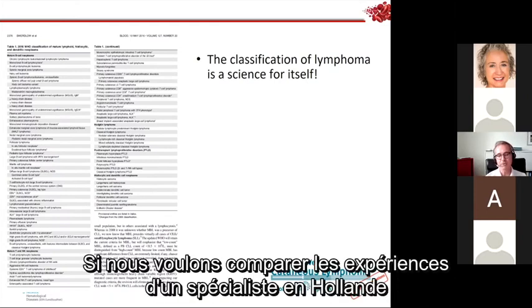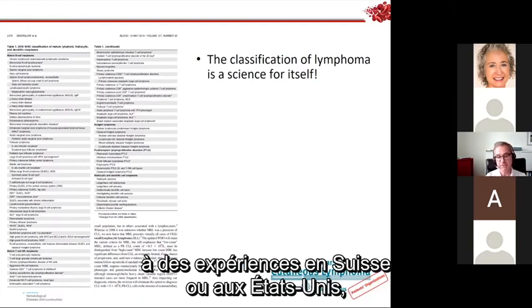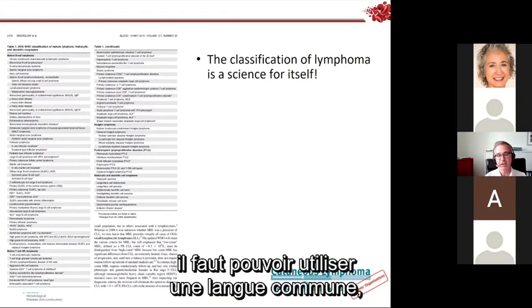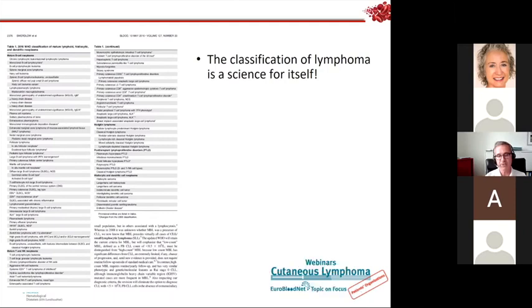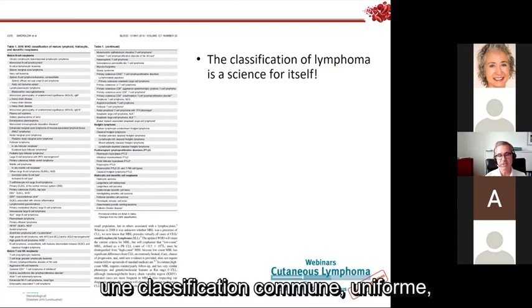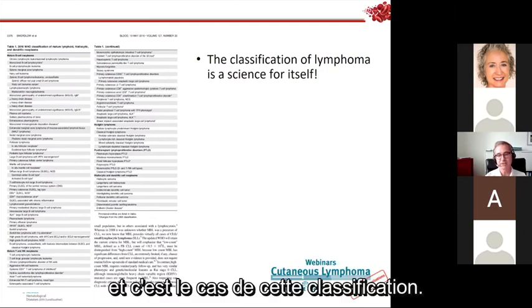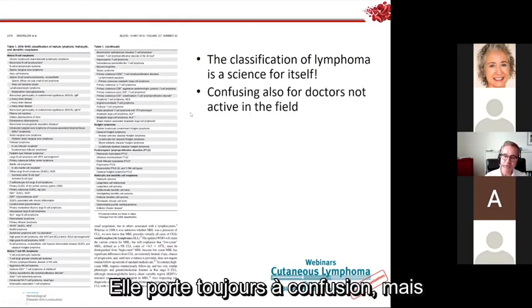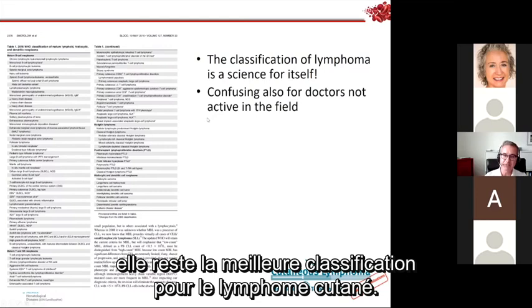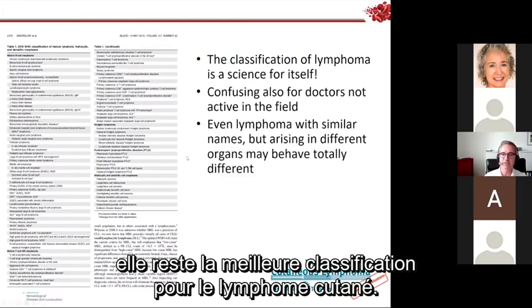If we want to compare, for instance, experiences from a specialist in Holland with experiences in Switzerland or in the US, we have to rely on a common language, on a common classification, on a joint classification. And this is the case now with this classification. It is confusing, but it is still the best we ever had for cutaneous lymphoma.